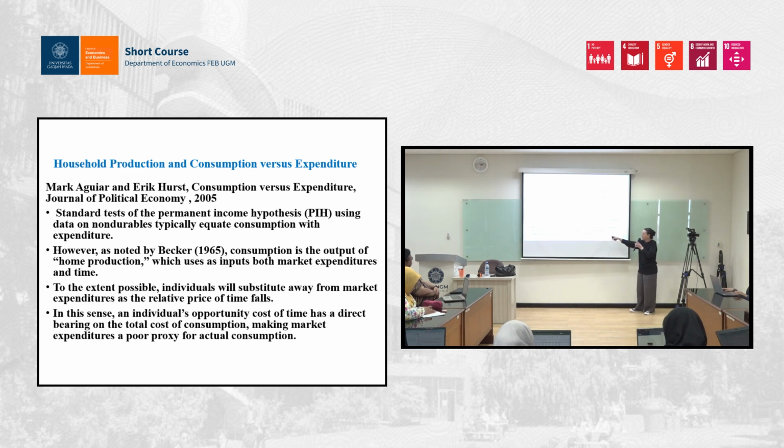And market expenditure is a poor proxy for actual consumption, because the opportunity cost of time drops, and so people are going to spend more time producing things and less time purchasing them. So instead of going to the restaurant, they're going to prepare a home meal. So the fact that they spend less does not correlate perfectly with the private expenditure. Okay? So this also explains the consumption puzzle of retirement.